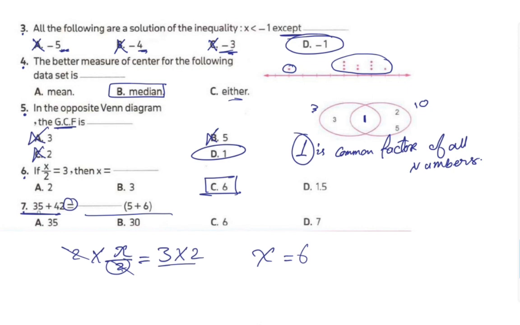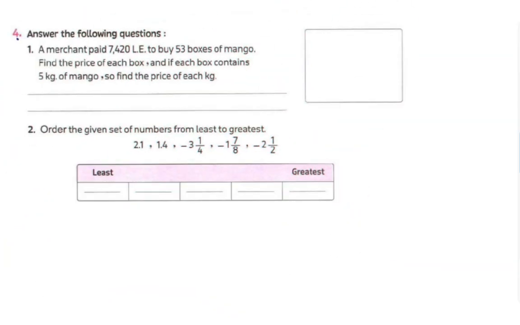Now, 35 and 5 plus 6. What is the number multiplied by 5 that equals 35? 7. Note with me, 7 times 6 equals 42. So the 7 is the right digit. Again, 7 times 5 is 35, plus 7 times 6 is 42. Let's continue. We have question number 4.